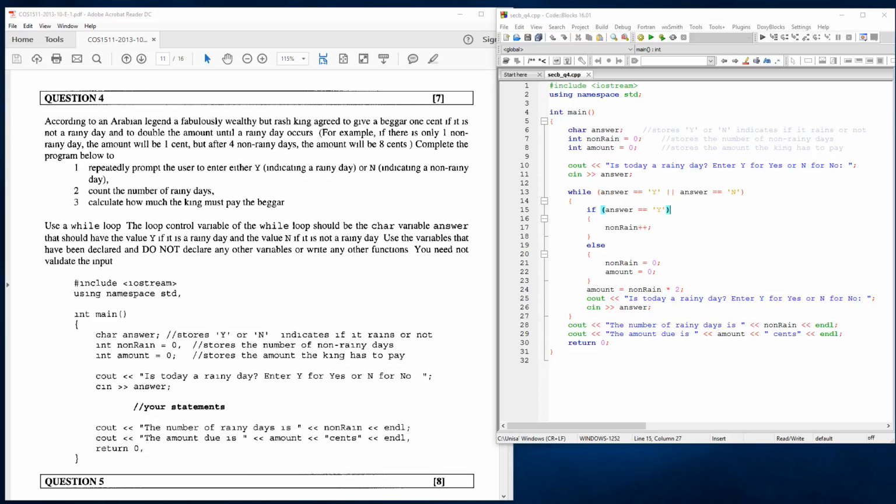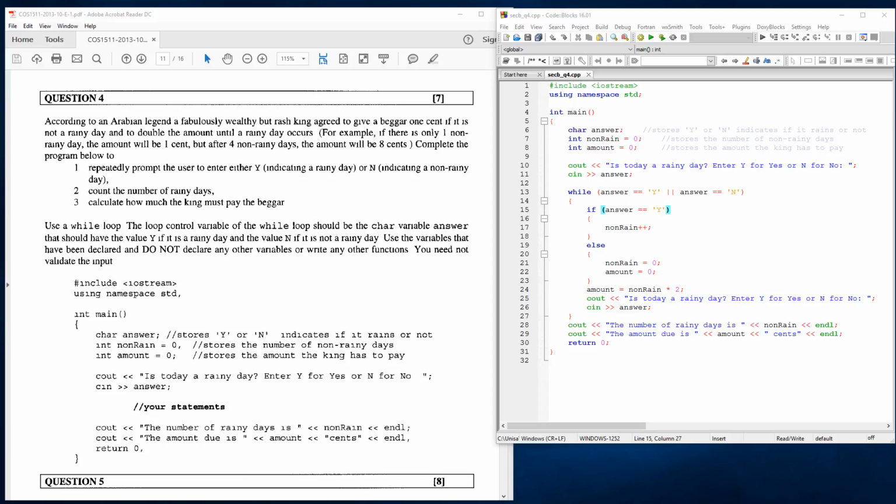Number 1, repeatedly prompt the user to enter either Y, indicating a rainy day, or N, indicating a non-rainy day. Number 2, count the number of rainy days. Number 3, calculate how much the king must pay the beggar. And it says here, use a while loop.